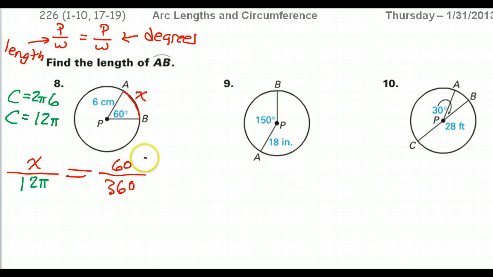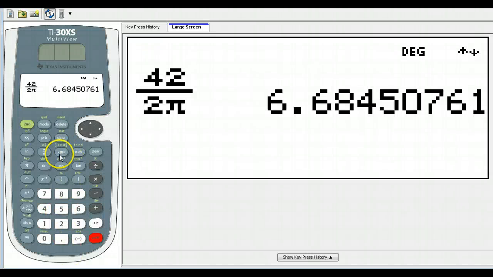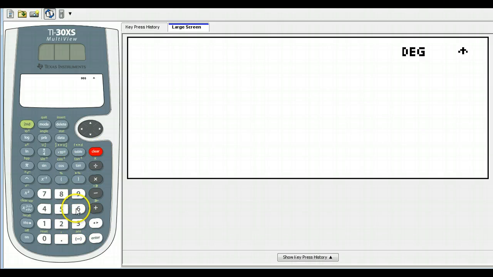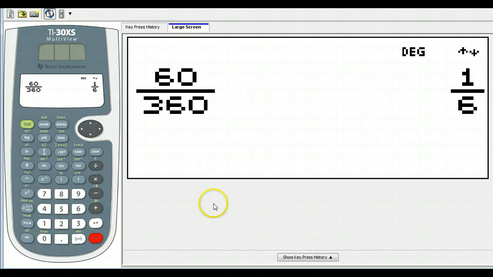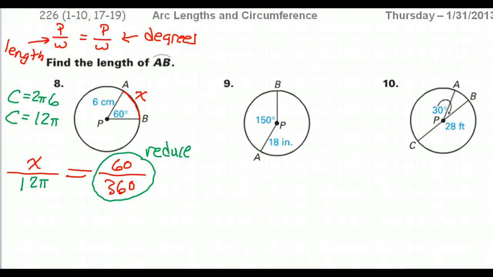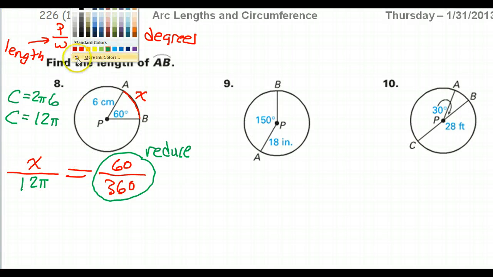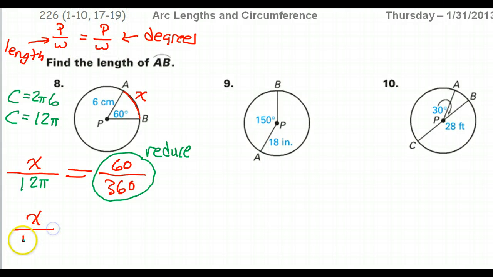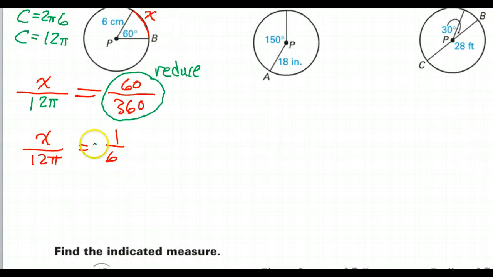Now, what I would recommend to you is reduce this first. Okay, what do they say? Reduce, reuse, recycle? Well, we're definitely going to reduce. So in our TI-30, excess multi-view. If we do 60 over 360, you will see that that is 1/6. Okay, so what we have here is x over 12 pi is equal to 1/6. So basically we are just going to cross multiply.